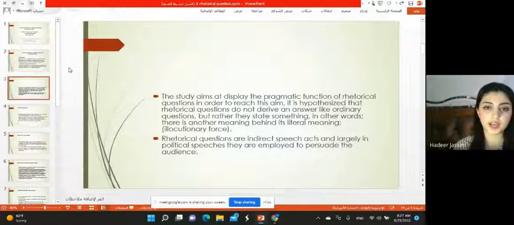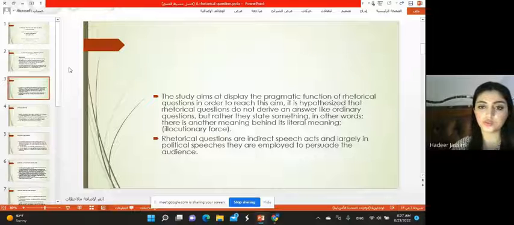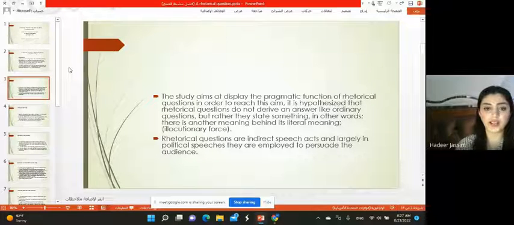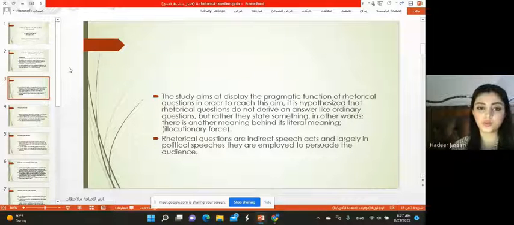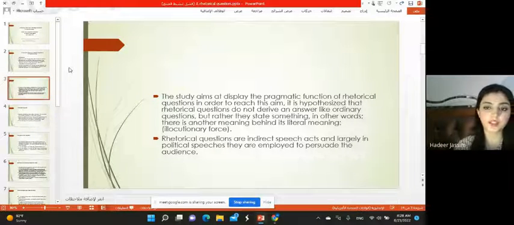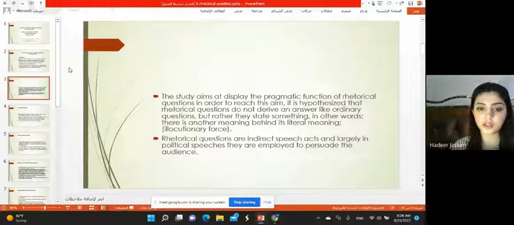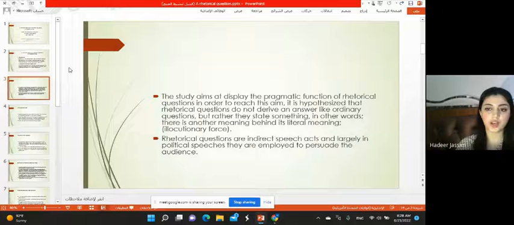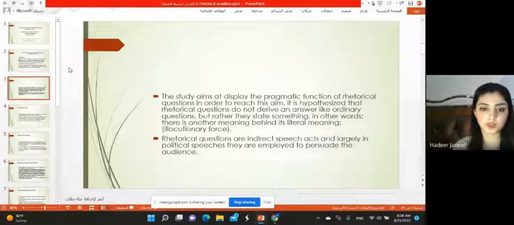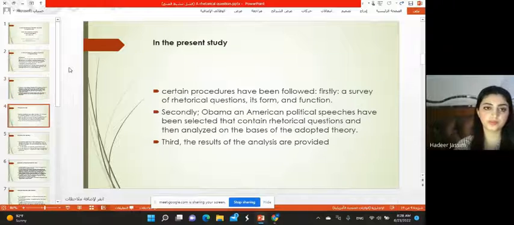The study aims at displaying the pragmatic function of rhetorical questions. In order to reach this aim, it is hypothesized that rhetorical questions do not derive an answer like ordinary questions, but rather they state something. In other words, there is another meaning behind its literal meaning, its illocutionary force. Rhetorical questions are indirect speech acts, and largely in political speeches, they are employed to persuade the audience.